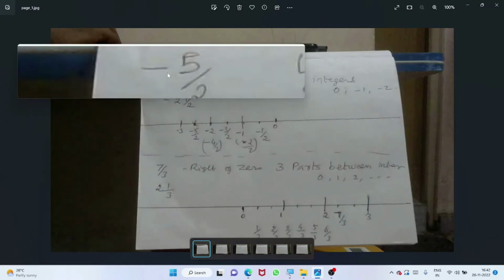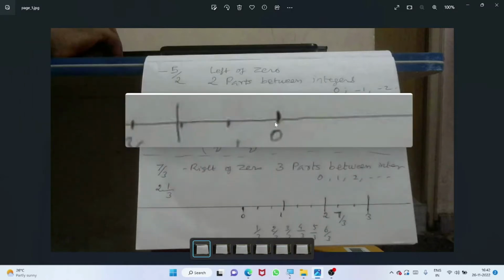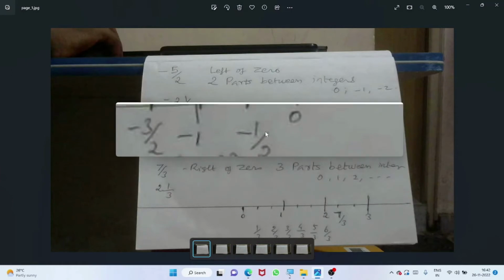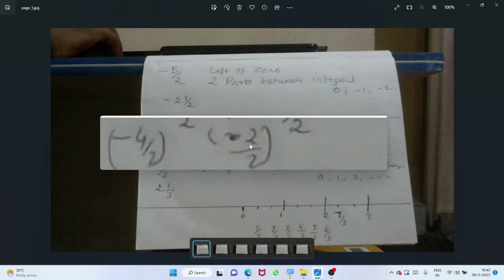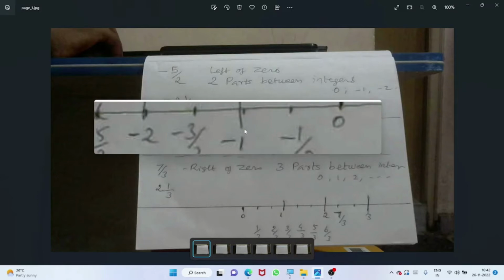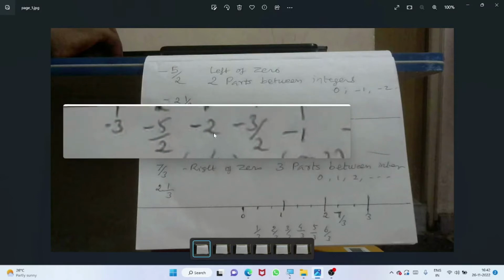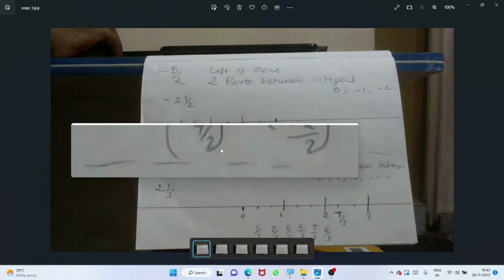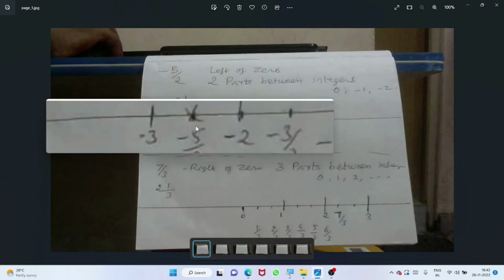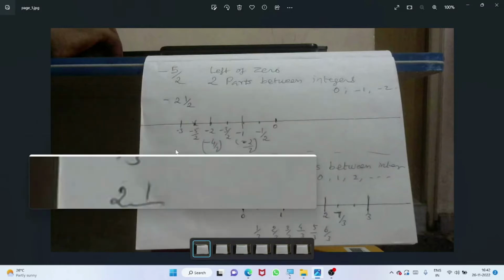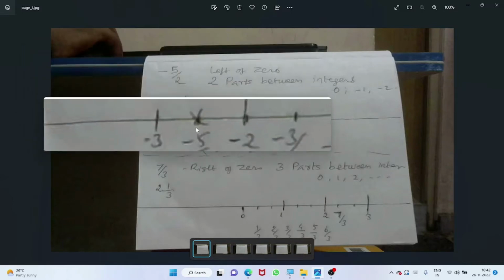So now for minus 5 by 2, from 0 you start: minus 1 by 2, minus 2 by 2 will become minus 1. Minus 3 by 2, minus 4 by 2 will become minus 2. This is minus 5 by 2. So this is on the number line. Minus 5 by 2 is here.